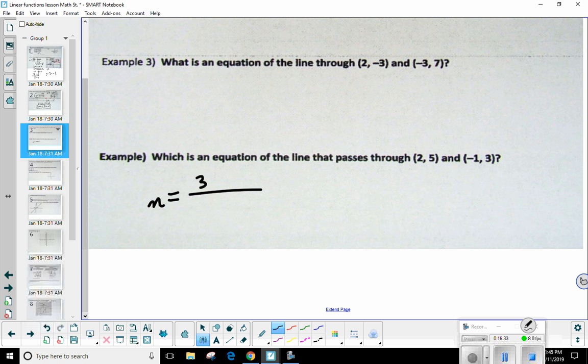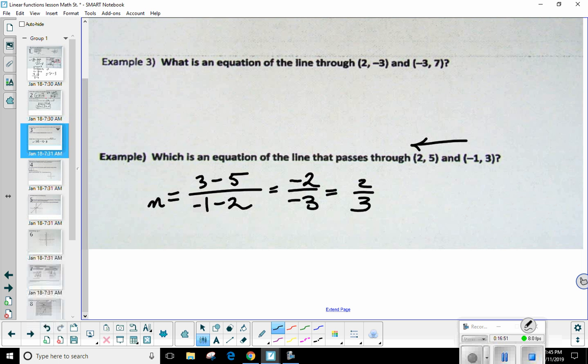3 minus 5? Okay. So we're going to go in this direction. So I don't have a choice with the x's. I have to say negative 1 minus 2, right? So let's see. That's going to give me negative 2 over negative 3. So the slope is 2/3. Okay. And Evelyn, what point do you like? (2, 5) or (-1, 3)? (2, 5). Okay.